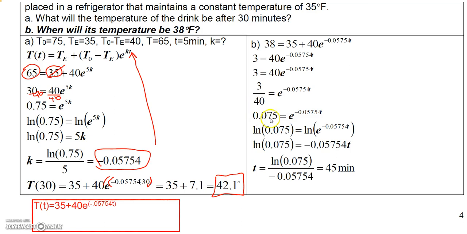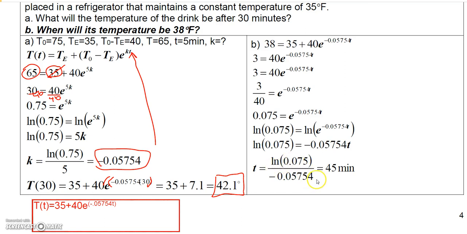So I end up with 0.075 equals e to the negative 0.05754 t. And then take the natural log of each side. And then, as you know over here, when you take the natural log of this, you just get the exponent, negative 0.05754 t equals this natural log. And then to solve for t, just divide both sides by the negative 0.05754.